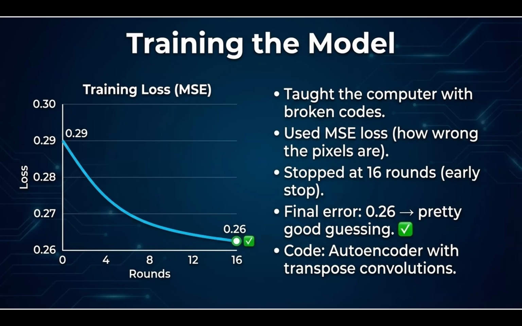So when we started training, what happened is that the model was able to train, and we can see that the training loss is decreasing. As you see from the graph itself, from 0.29 to 0.26, the efficiency is increasing, and the model opted out from 16 rounds of training itself.